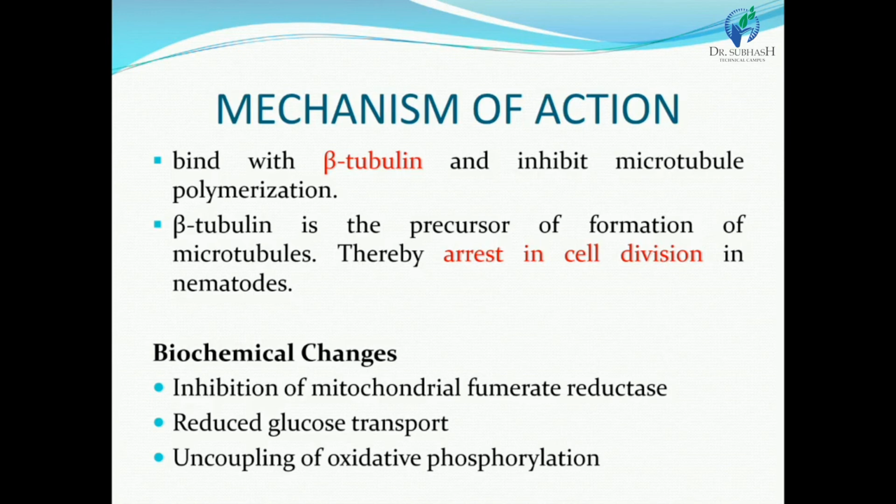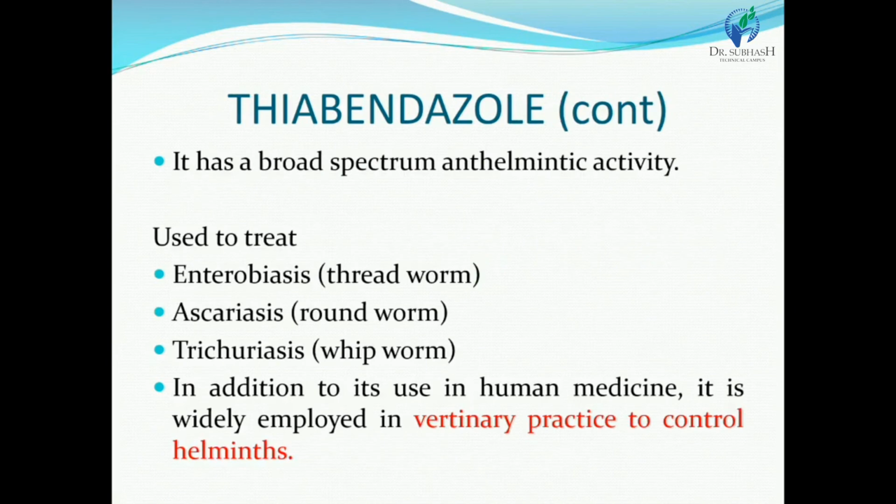Which kinds of biochemical changes can be observed? One is inhibition of mitochondrial fumarate reductase, as well as it reduces the glucose transport and uncouples oxidative phosphorylation. It has a broad spectrum anthelmintic activity. They are used to treat enterobiasis, that is a type of threadworm infection, ascariasis, that is roundworm, trichuriasis, that is whipworm. In addition to its use in human medicine, it is widely employed in veterinary practices to control helminths. So, in cases of veterinary practices, generally thiabendazole is used.